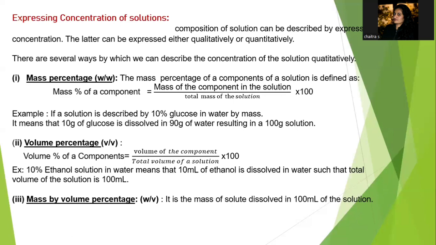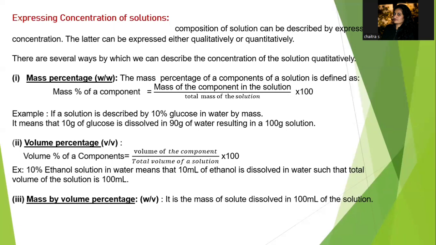The mass percentage of a component of a solution is defined as the mass of the component in the solution divided by the total mass of the solution, multiplied by 100. This is the empirical formula. Example, if a solution is described by 10% of glucose in water by mass, it means that 10 gram of glucose is dissolved in 90 gram of water, resulting in a 100 gram solution.